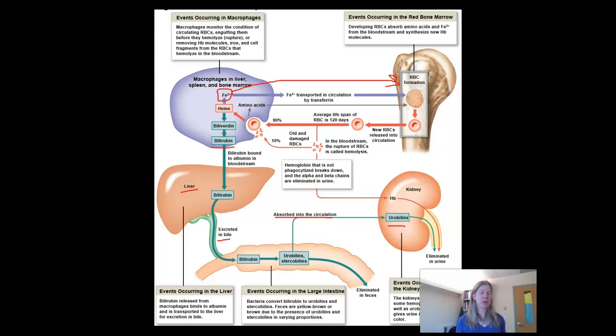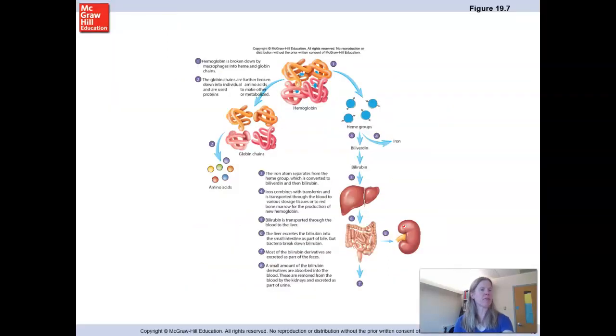So this ends up being a really efficient process, particularly the iron. To make all the red blood cells you're making in a day, you need something like 26 milligrams, right? But in your diet, you only need 1 to 2 milligrams because we're doing such an efficient job of recycling. And this is the same image of that from your textbook, figure 19.7.